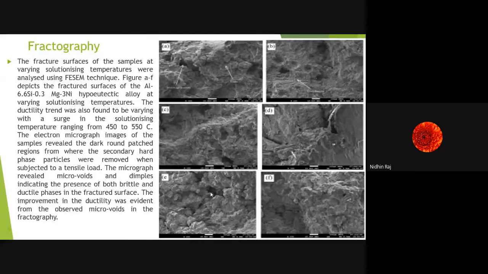A drastic decrease in the strength is observed here at a solutionizing temperature of 550 degrees Celsius. This might be owing to the presence of innate casting imperfections like shrinkage, porosities, etc., which is evident from the micrograph that we obtained for fractography. So these were the results that we obtained from the fractographic analysis.